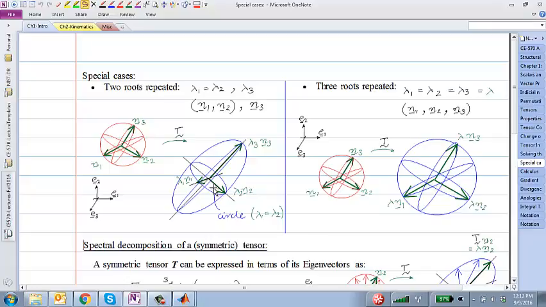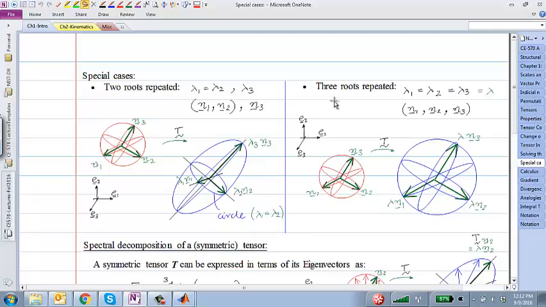Make sense? Question? What if lambda 1 and lambda 2 are equivalent, but the original ellipsoid had different dimensions? There's no original ellipsoid. The ellipsoid is constructed by using lambda 1, lambda 2, and lambda 3, right? Is that what you're asking? Yeah, I agree. Okay, sure.